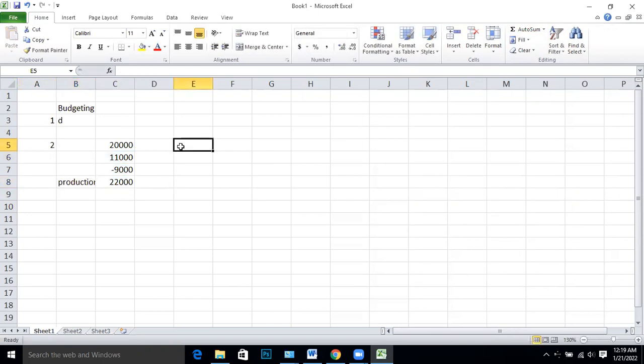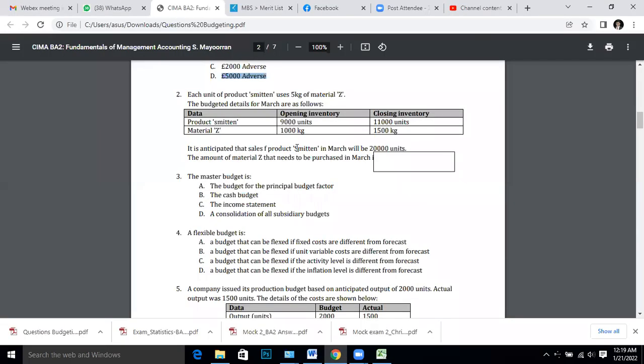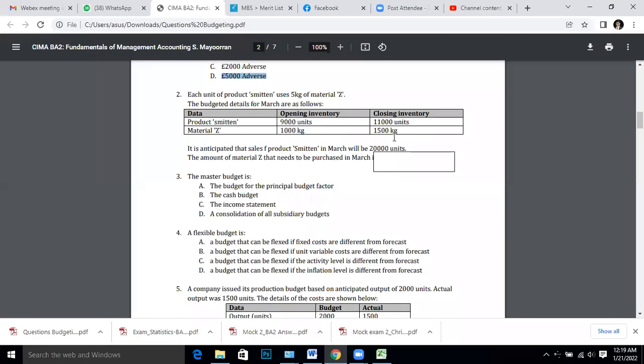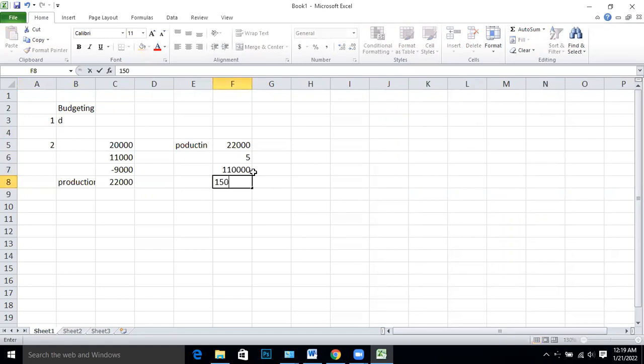Production 22,000. Then to prepare the usage, production 22,000, and then usage 5 kg each. Total usage will be 22,000 into 5. Then opening inventory, closing inventory. Closing inventory is 1,500. Opening inventory is 1,000. Minus 1,000. Opening inventory 1,000. $110,500 is the purchase quantity.